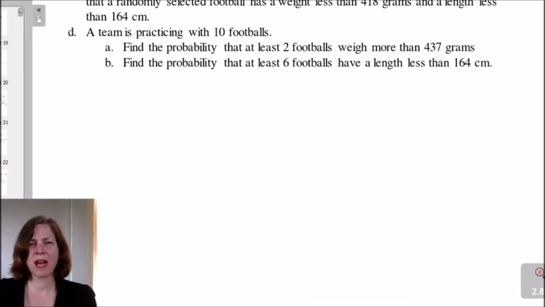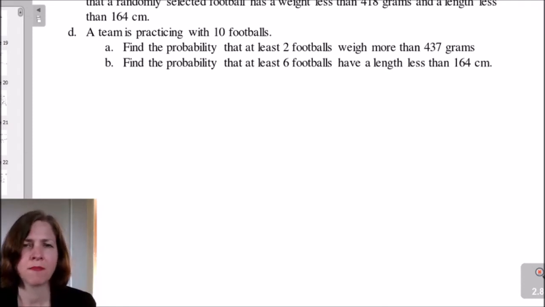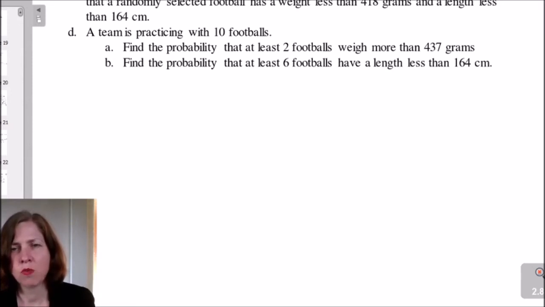Okay, this last part of the question is a little bit tricky because what we're doing now is we're combining all our knowledge of probability so far. A team is practicing with 10 footballs. Find the probability that at least 2 footballs weigh more than 437 grams. So look at what we've got here. We've got a normally distributed value, which is weight, W, but it is possible to calculate the probability that it is more than 437 grams.